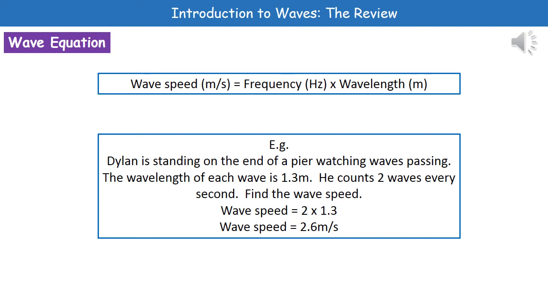So the example of a kind of question they might ask you: Dylan is standing on the end of a pier watching waves pass by. The wavelength of each wave is 1.3 meters. He counts 2 waves every second. Find the wave speed. So to calculate our wave speed, we do frequency times wavelength. So our frequency is 2, wavelength 1.3. So 2 times 1.3 is going to be 2.6 meters per second.